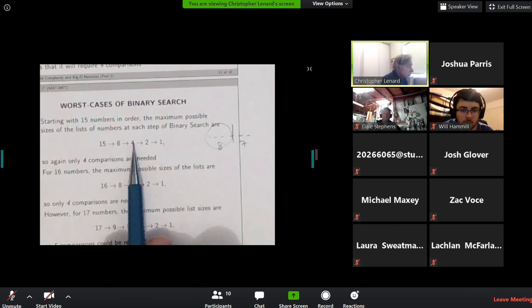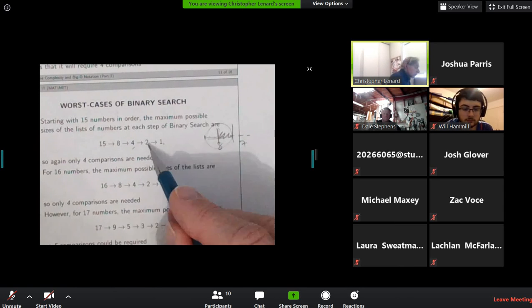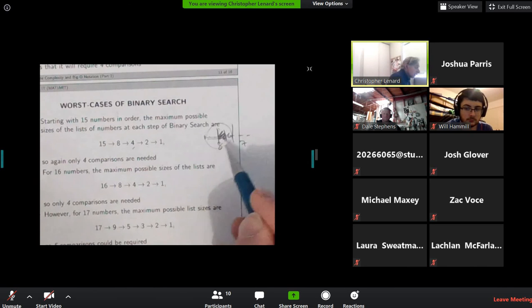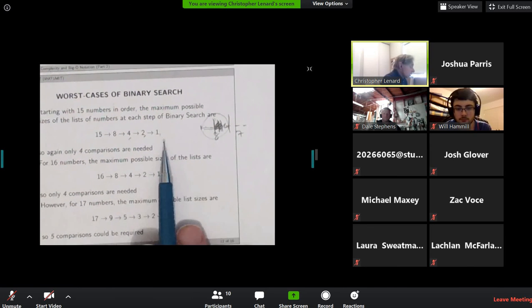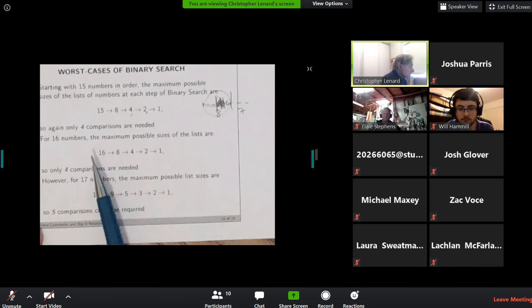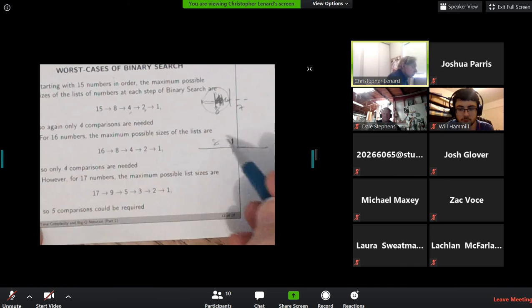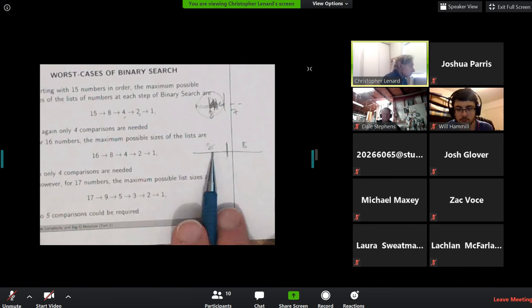Then when you divide that into 2, so there are your 8 things. If you divide it in 2 again, it could be in this half, so you've only got 4 things to check. Then if you divide in 2 again, it'll be in that half. And then you divide it in 2 again, it'll be in one of the other halves. So 1, 2, 3, 4 comparisons. If you've got 16 things, and you divide your list into 2, you'll have 8 on one side and 8 on the other side, and you keep on dividing in half. So again, you only need 4 comparisons.